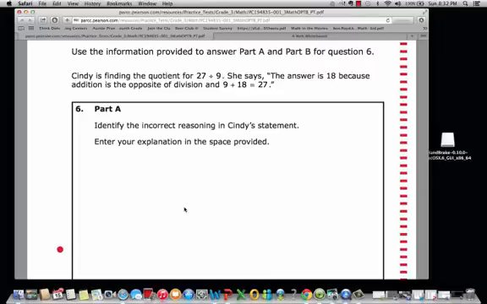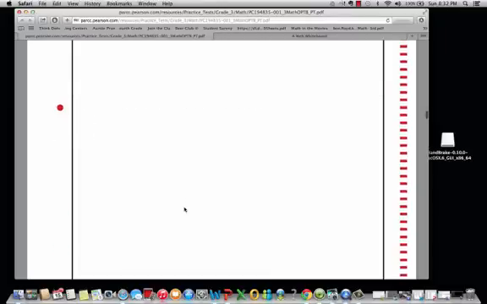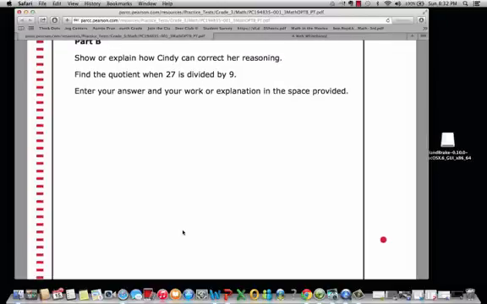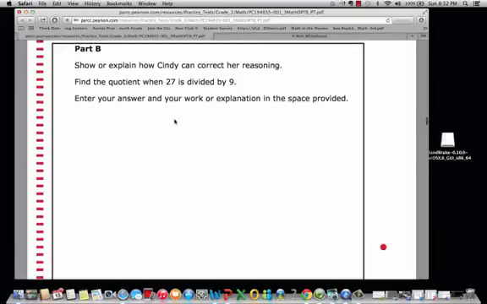Most of you did a nice job on this one. We didn't have any major issues with this. The only issues that we had on Part B were people showing 3 times 9 instead of 27 divided by 9. When it asks you to find the quotient of something, you are going to have to demonstrate division.